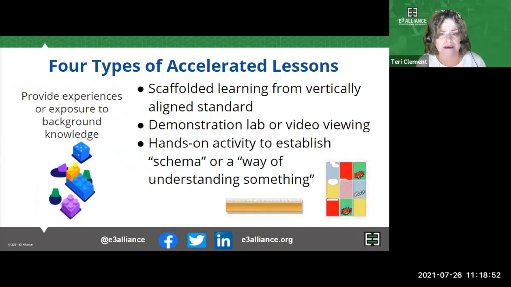The next type is providing those actual experiences. This is where we would reach for scaffolded learning from vertically aligned standards, demonstrate things in a lab or video viewing, or actually doing something hands-on that could be a predecessor to going deeper into conceptual understanding. And this will often be a need for any students who struggle with retention for various reasons.